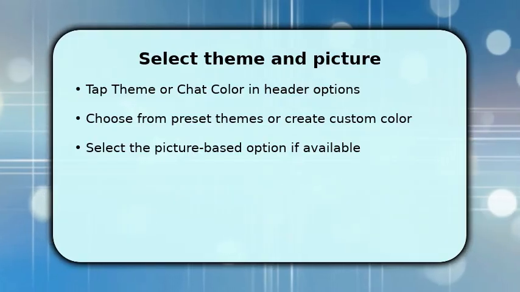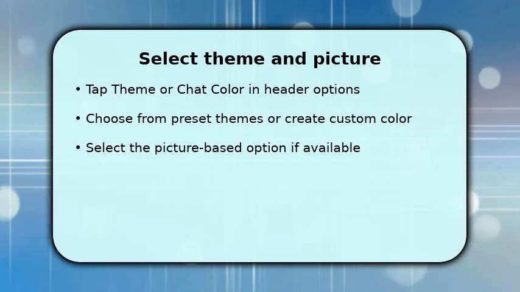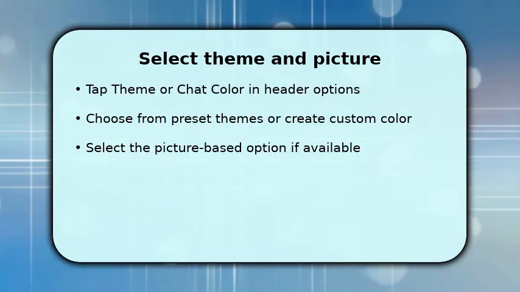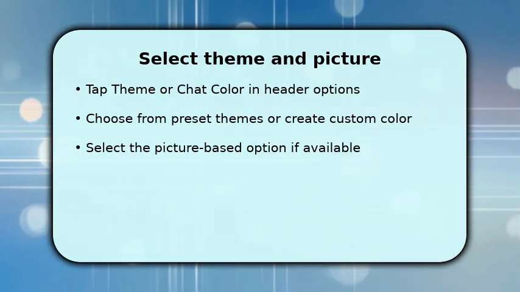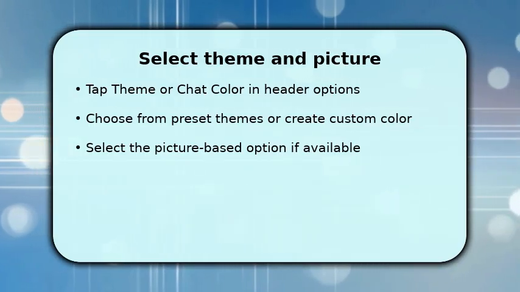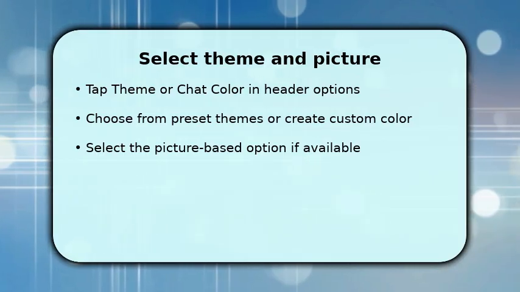Next, tap Theme or Chat Color in the chat settings to open the selection panel. You'll see preset themes and sometimes an option labeled Photo-Based or Custom Color. Choose Photo-Based to derive colors from the profile picture. Messenger analyzes the picture and offers matching palettes.